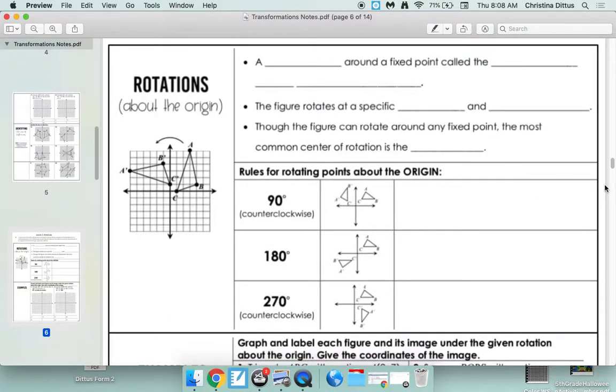91, 82, 70. Anybody know what 360 is? A circle. So there's no row 360 because it doesn't move. It's like on itself. All right.